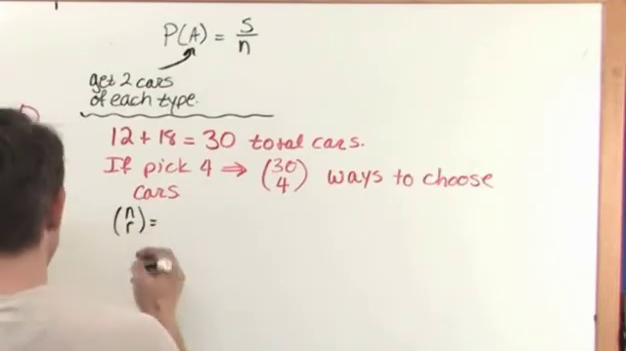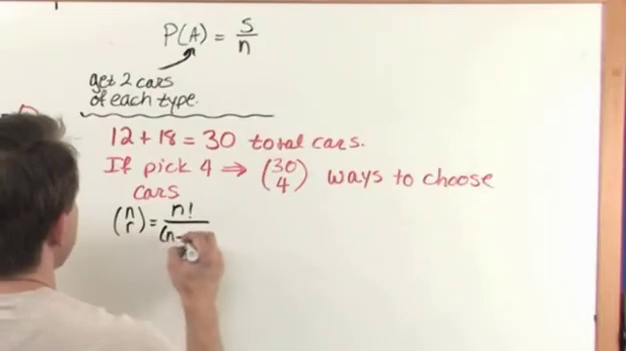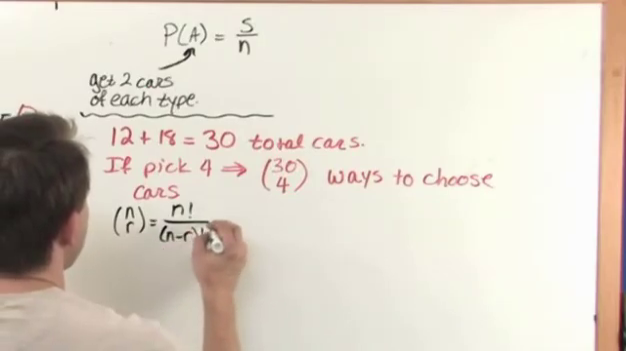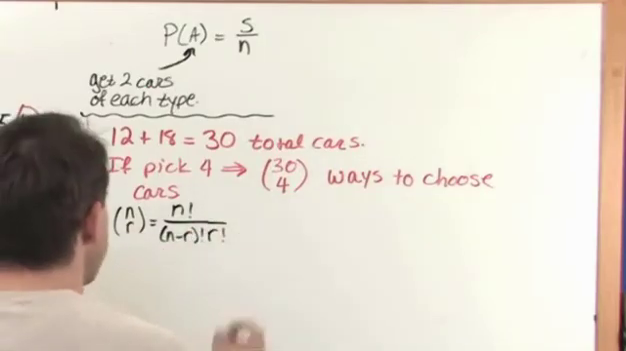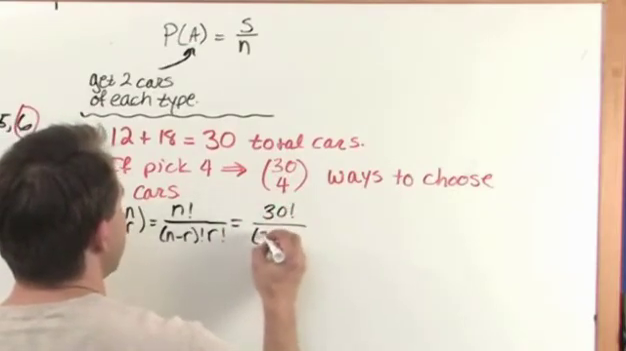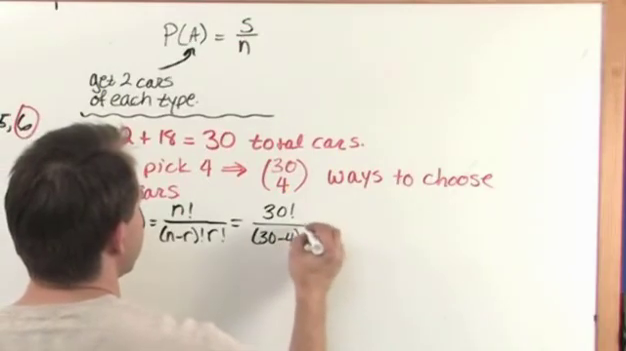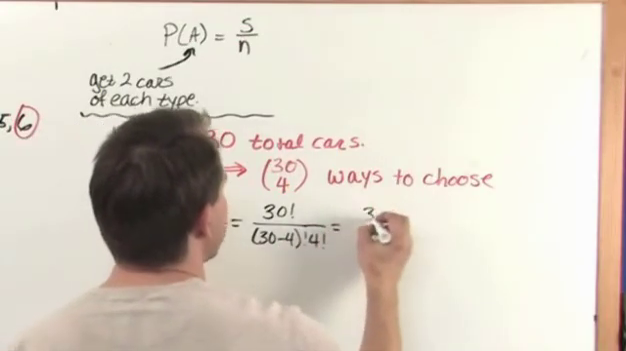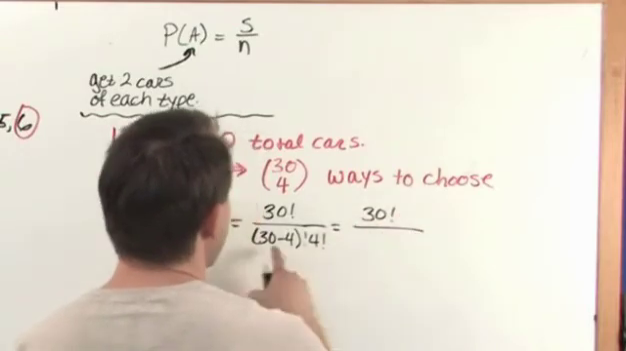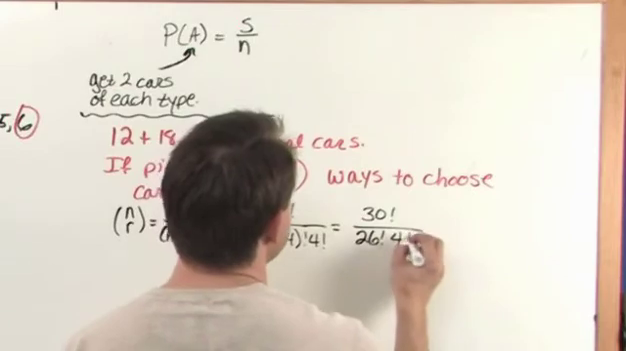nCr, the combination of n and r, is n factorial over n minus r factorial times r factorial. Okay? So in this case, n is 30, so it's 30 factorial over 30 minus 4 factorial times 4 factorial. And so you have 30 factorial on the top over 30 minus 4, which is 26 factorial, times 4 factorial.